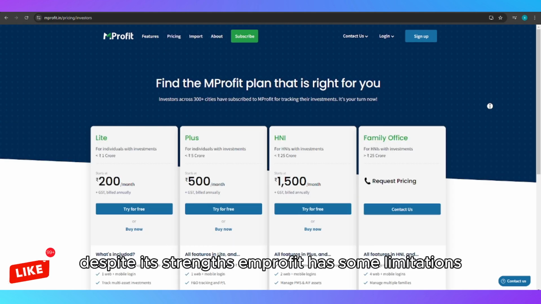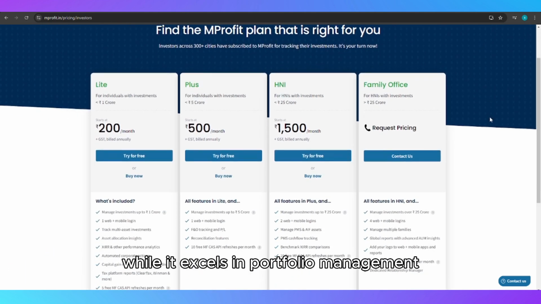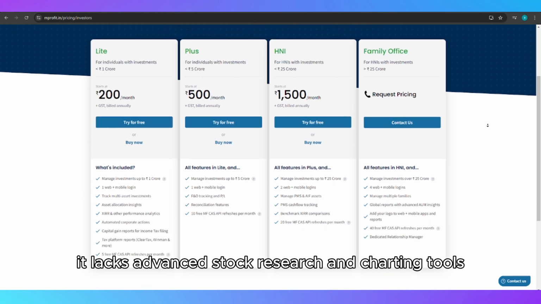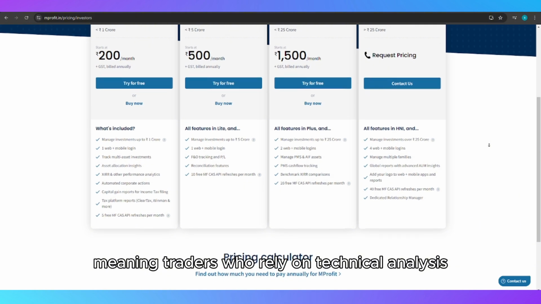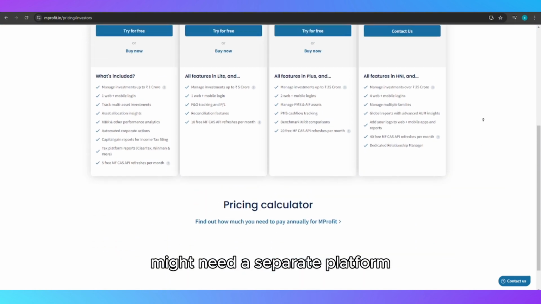Despite its strengths, MProfit has some limitations. While it excels in portfolio management, it lacks advanced stock research and charting tools, meaning traders who rely on technical analysis might need a separate platform.